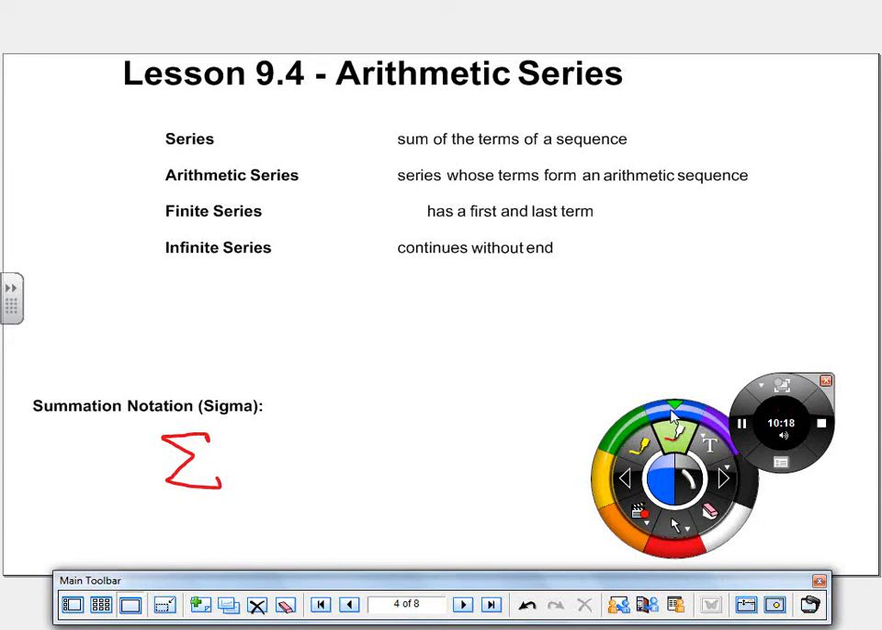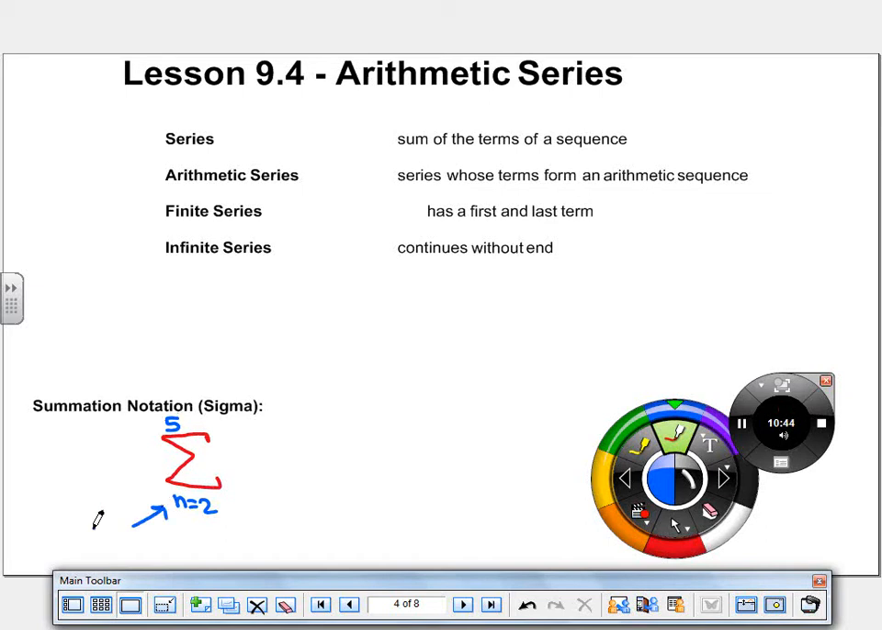Then what they'll have is instructions basically structured around the sigma symbol. So for example, they might have something like n equals 2 or k equals 1, something with a variable and what it's equal to at the bottom, and then a number at the top.